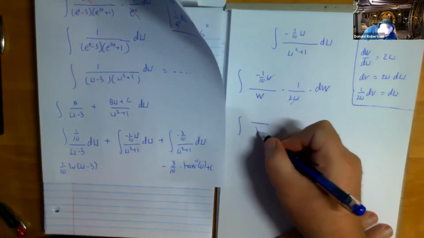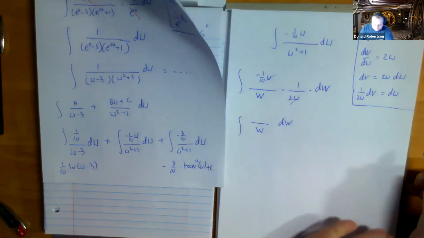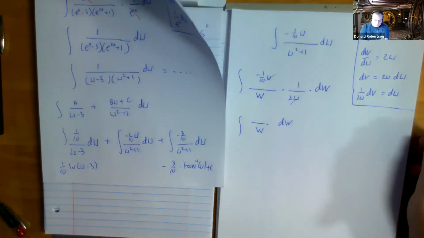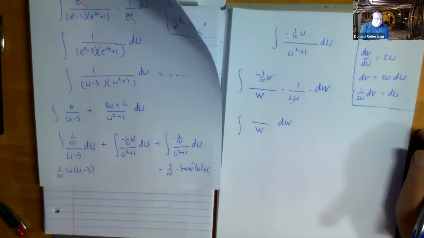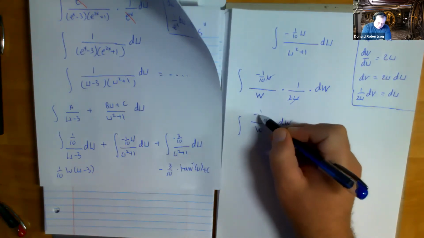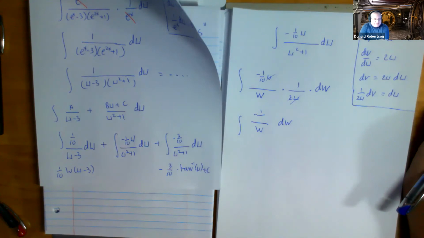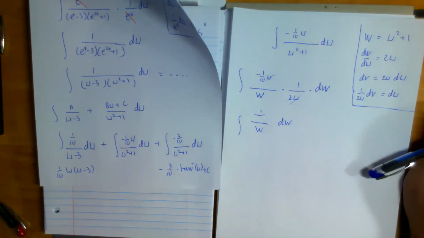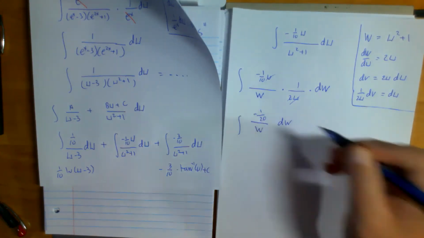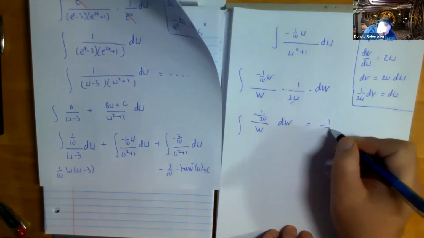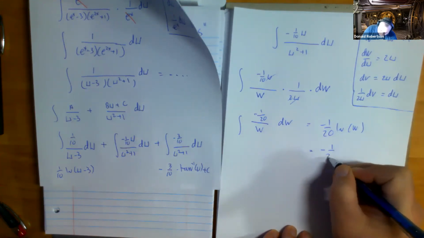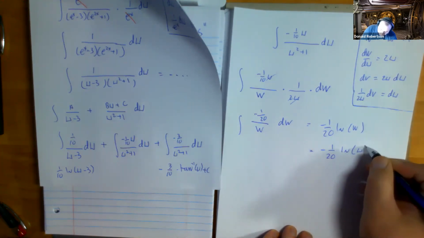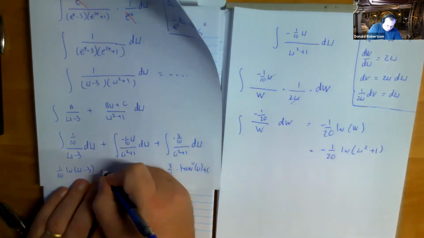Well, I get negative 1/5 or negative 1/20 when these two interact. Negative 1/5 or negative 1/20. What do you get? 1/20. Well done. Yes. Which means it's negative 1/20 the log of W, which then becomes negative 1/20 the log of U squared plus 1, which goes in here, I guess.